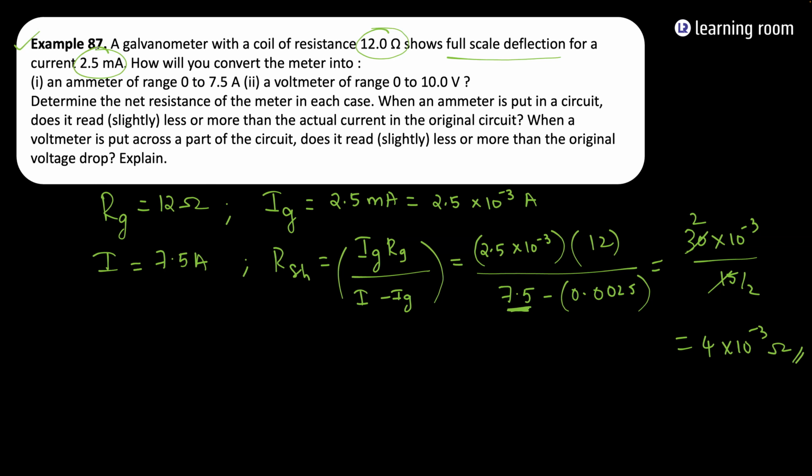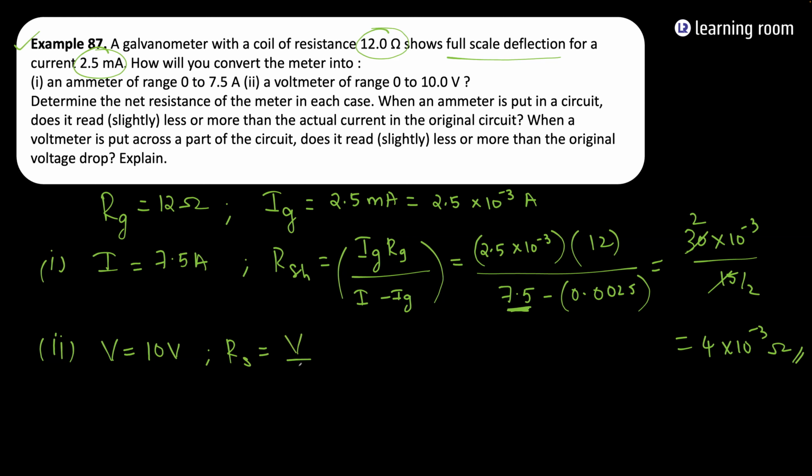Makes sense, right? So this is the first part of the question. The second part is, what are they asking? You need a voltmeter of range 0 to 10 volt. So V is equal to 10 volt. What is the formula for the series resistance that we need to connect?